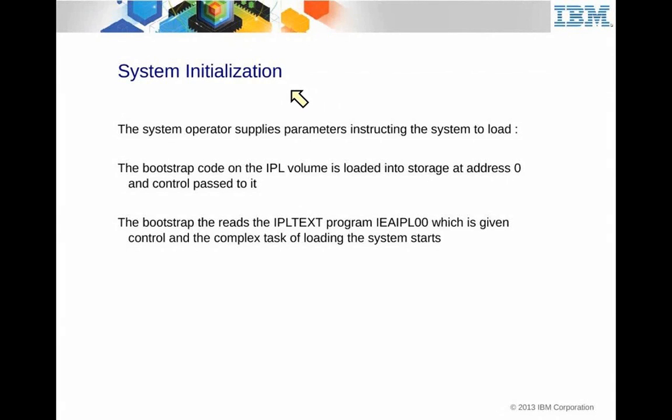So, system initialization. To bring the system up, usually the operator supplies parameters instructing the system to load. So, very high level, there actually is bootstrap code on what we call the IPL volume. So it's a disk volume. And that's loaded into storage at address 0 and control is passed to it.